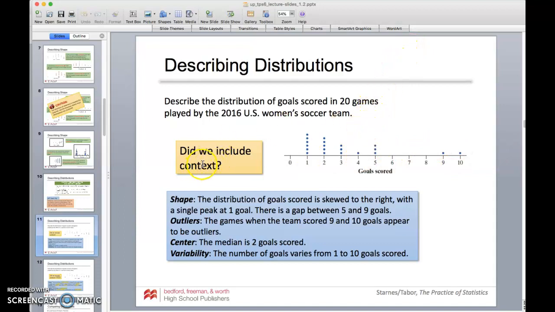Now the question, of course, is, did we include context? Well, the answer there is, of course we did, silly goose. It's right there. Look at all those highlights. We talked about goals scored, games, team, goals. So that kind of told us exactly what we're talking about. Even if someone didn't read the original description, they could get an idea that goal is probably something to do with soccer or hockey or sport related anyway, is what they could decide.